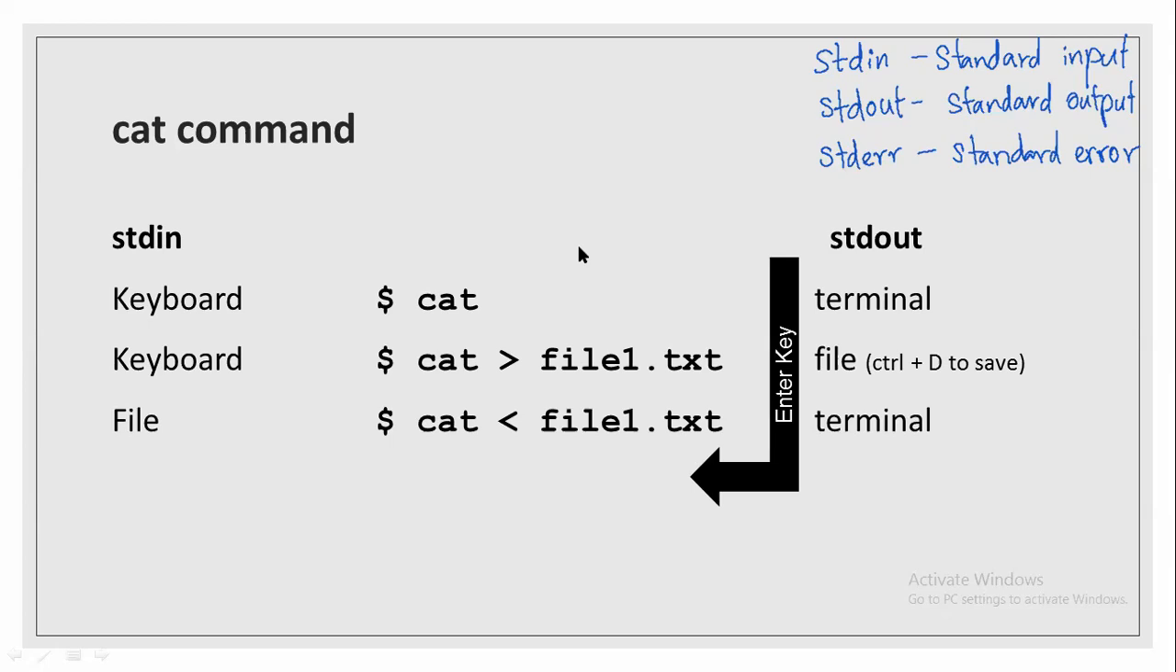Now, when you want to write as well as save it inside a file, that means when the standard input is a file and also the standard output is a file, how do I do it?